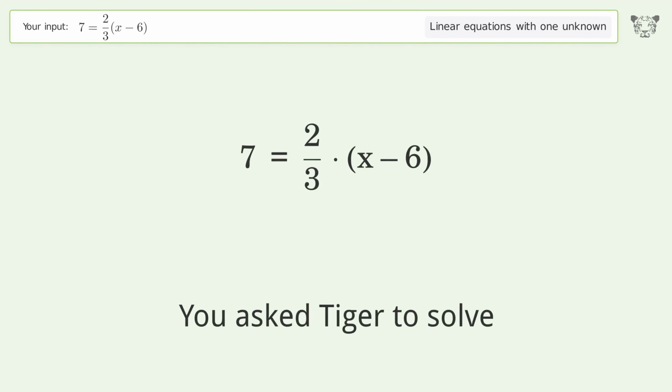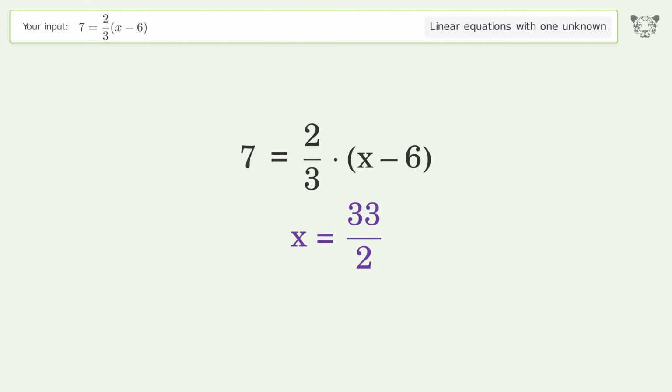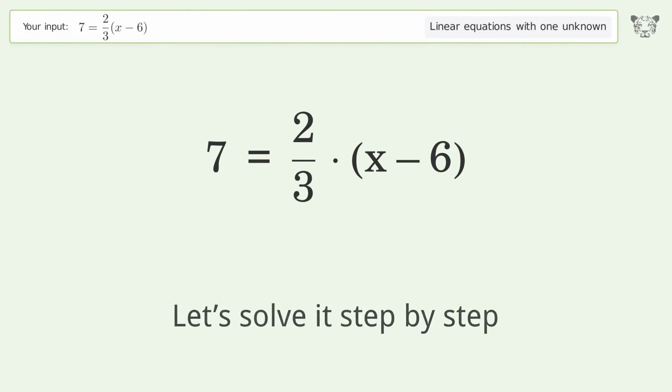You ask Tiger to solve this. This deals with linear equations with one unknown. The final result is x equals 33/2. Let's solve it step by step.